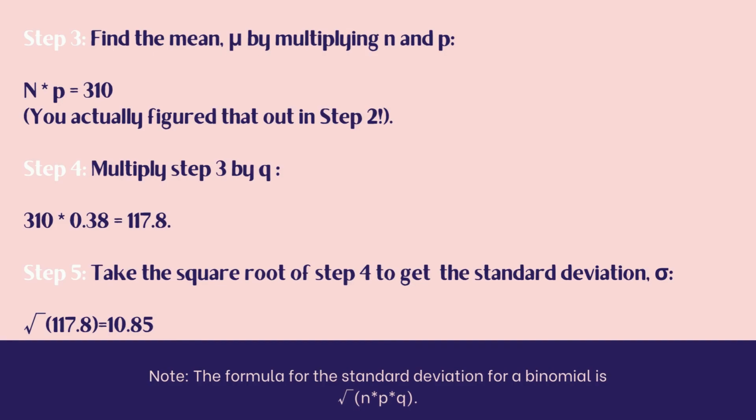Step 4. Multiply step 3 by q. 310 multiplied by 0.38 equals 117.8. Step 5. Take the square root of step 4 to get the standard deviation. Square root of 117.8 equals 10.85.